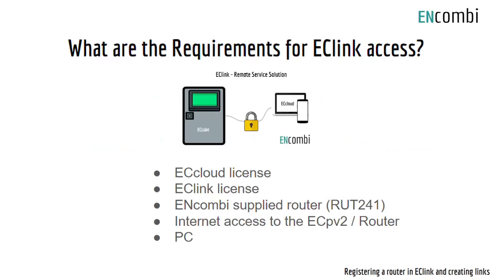What are the requirements for EClink access? Your controller should have an ECcloud license, and you need an EClink license for the router. You need a router purchased from EClink. The ECPv2 controller and the router need internet access, and the user needs a PC with internet access.